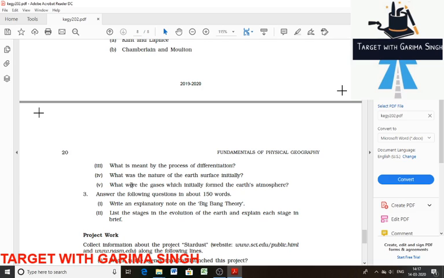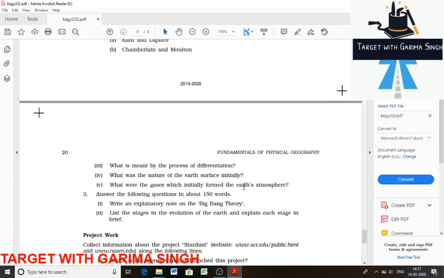Then fifth is, what were the gases which initially formed the Earth's atmosphere? So hydrogen and helium were the gases which initially formed the Earth's atmosphere. The early atmosphere with hydrogen and helium is supposed to have been stripped off as a result of intense solar wind. This happened not only in the case of Earth but also in all the terrestrial planets, which were supposed to have lost their primordial atmosphere through the impact of solar winds.